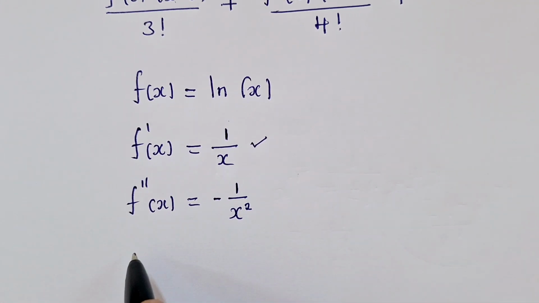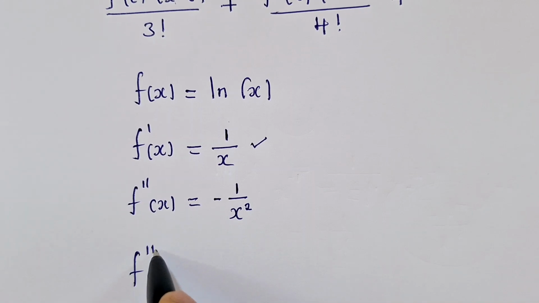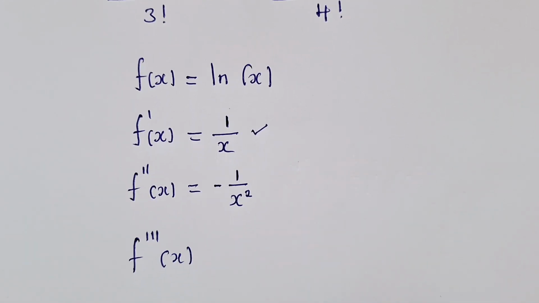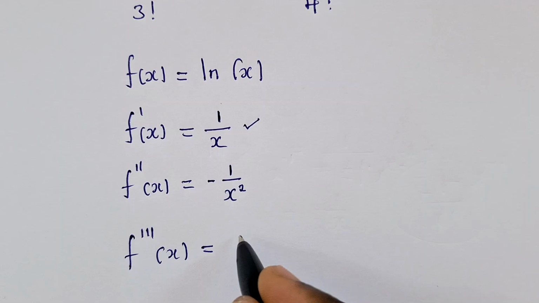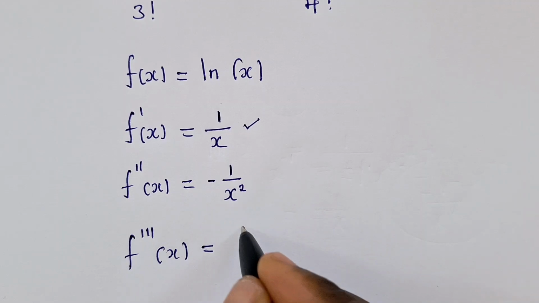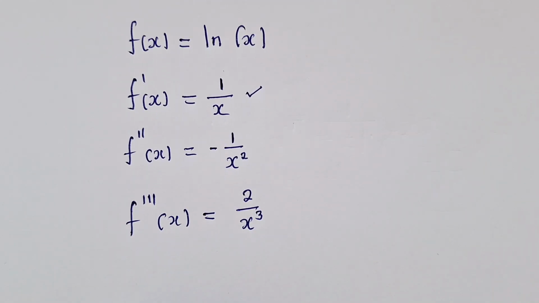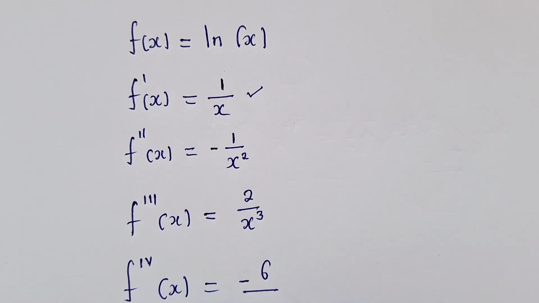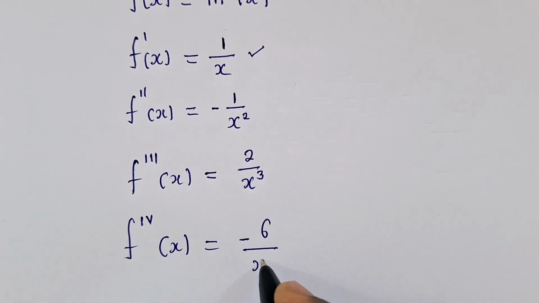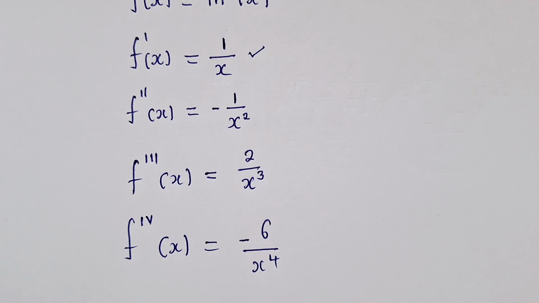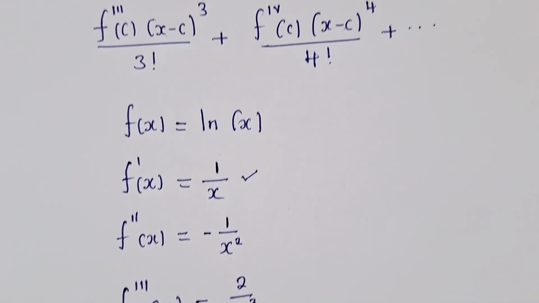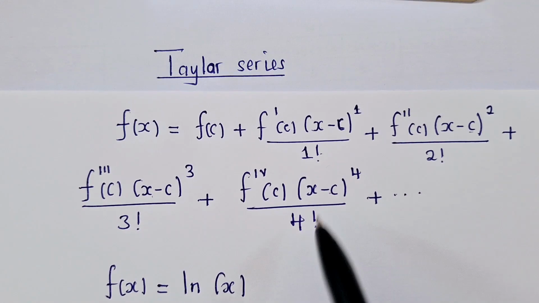The same process will help us find the next derivative, the third derivative, which will be equal to 2 over x power 3. The next one, which is the fourth derivative, will of course be negative 6 over x power 4. So these are the 4 derivatives. You can keep on finding, but looking at my formula, I'm ending at 4. So I'll end at the fourth derivative.